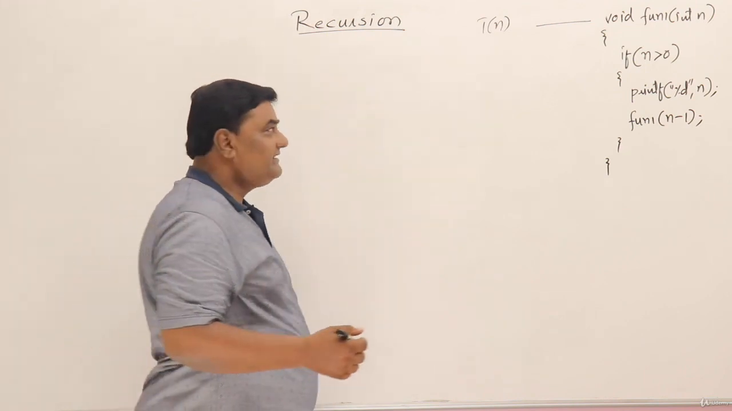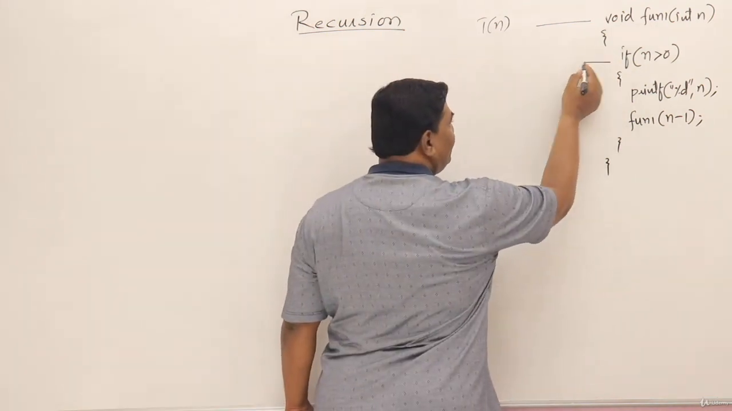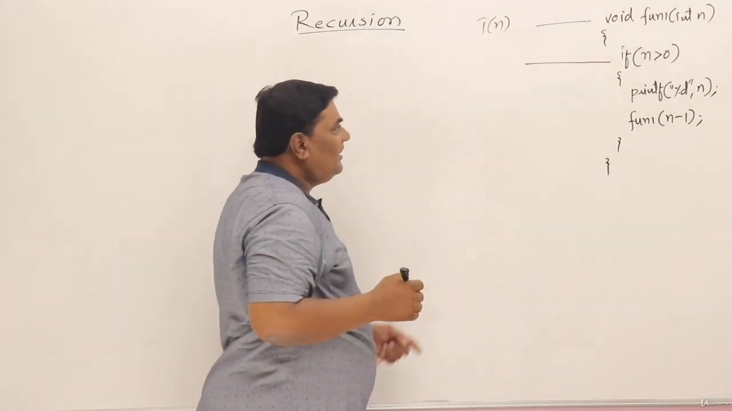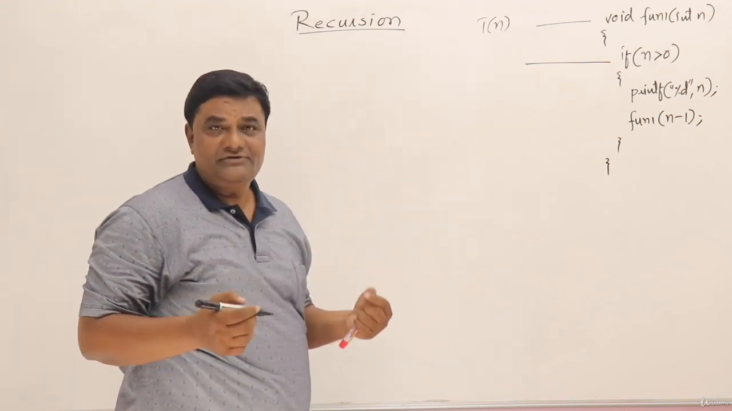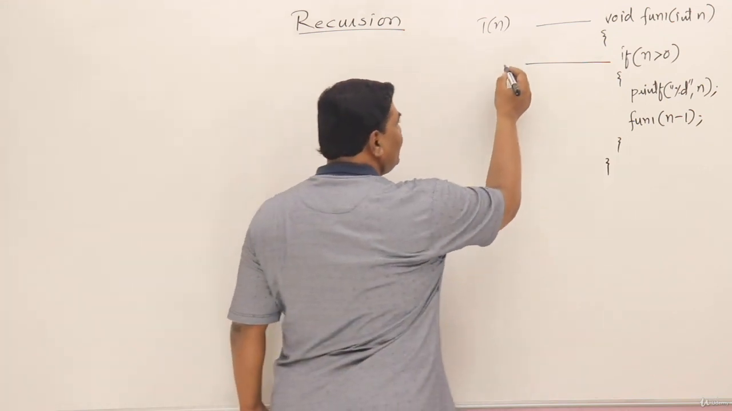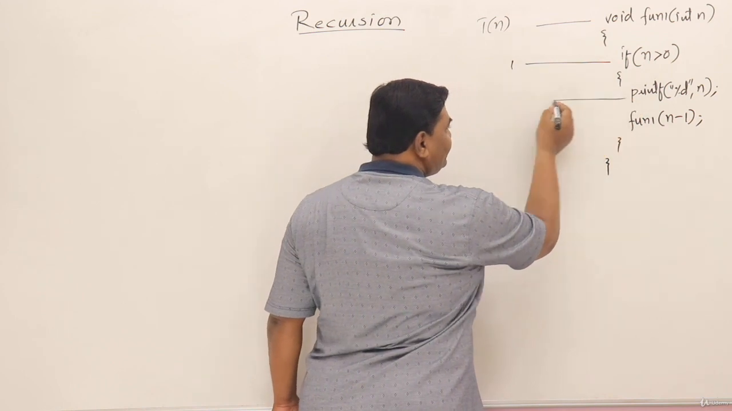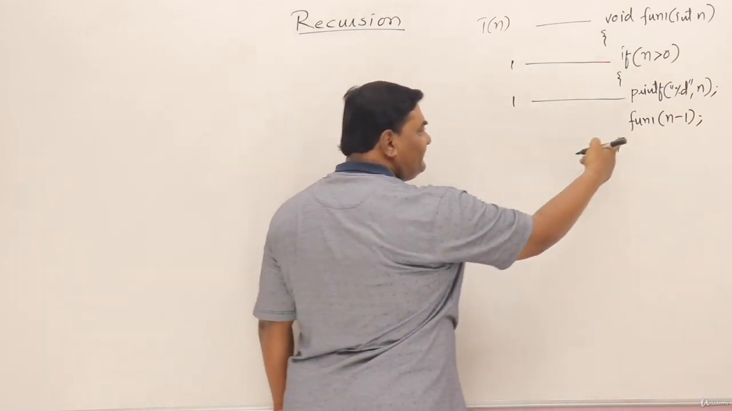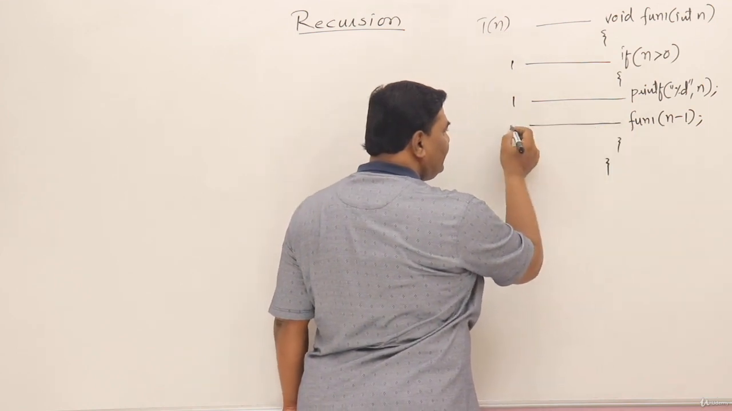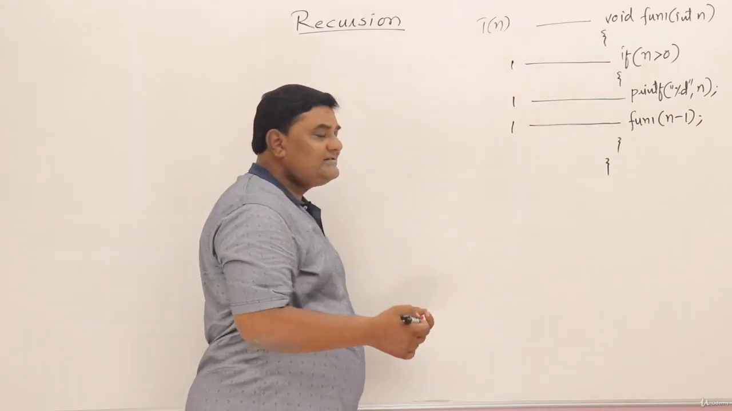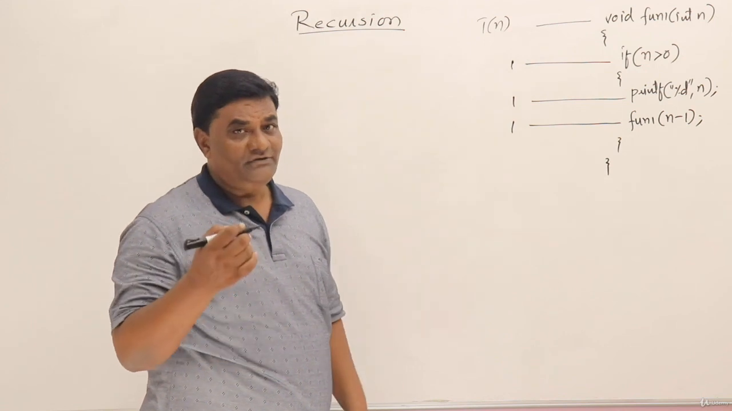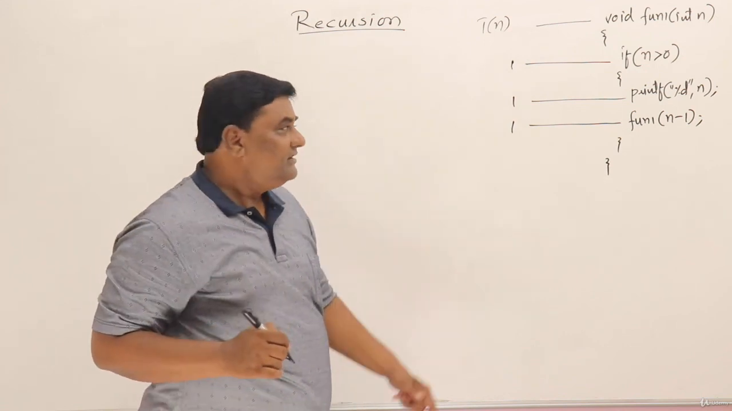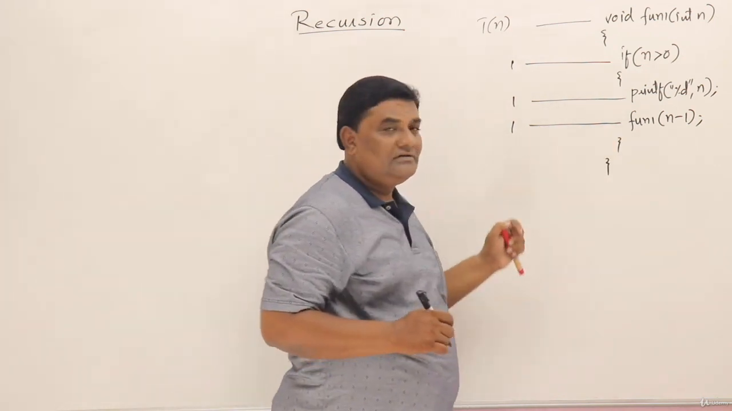So let us look at the statements. See, there is a conditional statement. How much time does it take for execution? Just 1 unit of time. Then there is a printf statement. How much time does it take? This also takes 1. Then there is one more function call. How much time does it take? 1. As I said, every statement takes 1 unit of time for execution. So this also I have written 1.